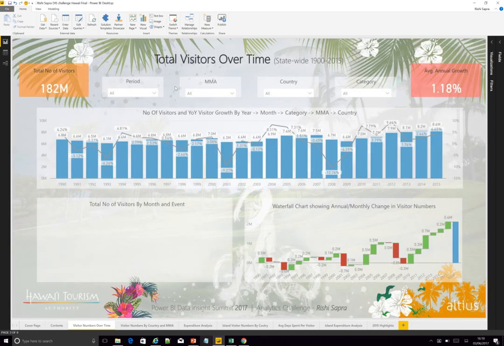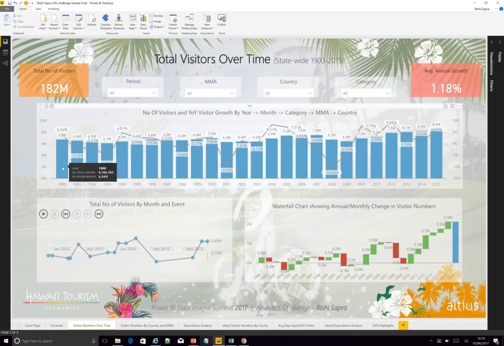So the first bit of analysis we're looking at is total visitors over time to Hawaii between 1990 and 2015. We can see in those 25 years there were 182 million visitors to Hawaii with an average annual growth rate of 1.18%. This chart shows those metrics by year, but you can drill down into month, into category, so domestic or international travel, major marketing area, and then into country. And these are available as slices along the top.